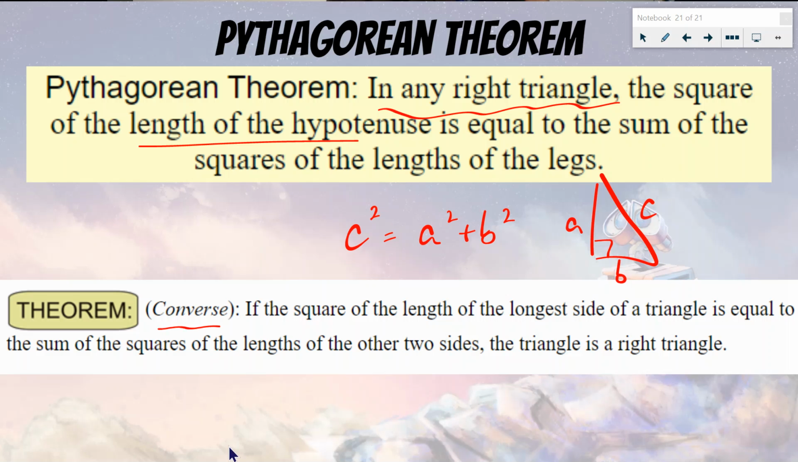The converse of that says if this relationship is true, then we have a right triangle. Given that that equality is actually true, given these lengths, then that must be a right triangle.